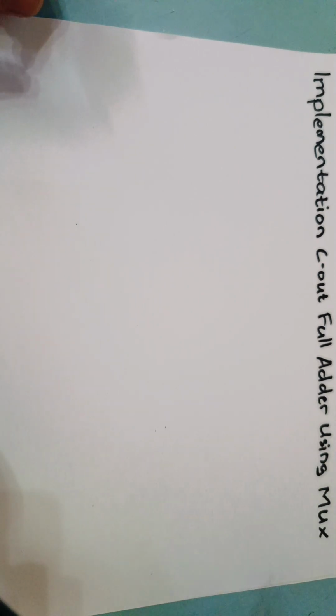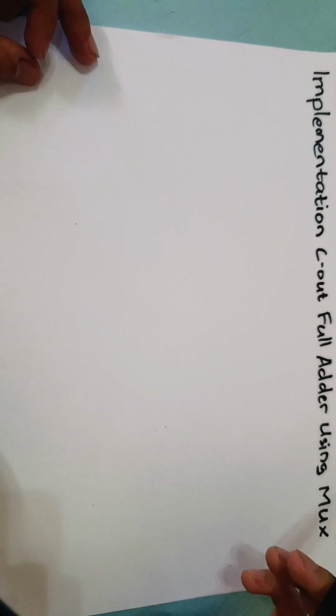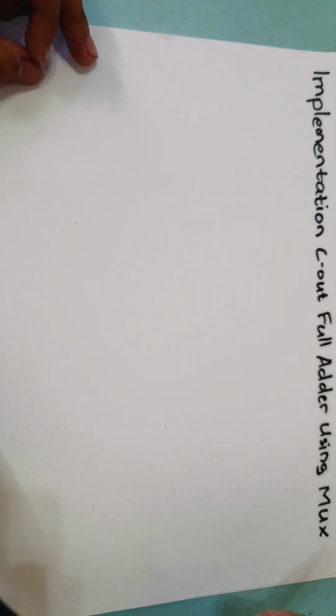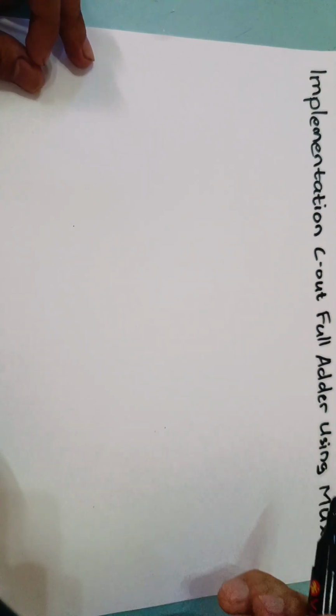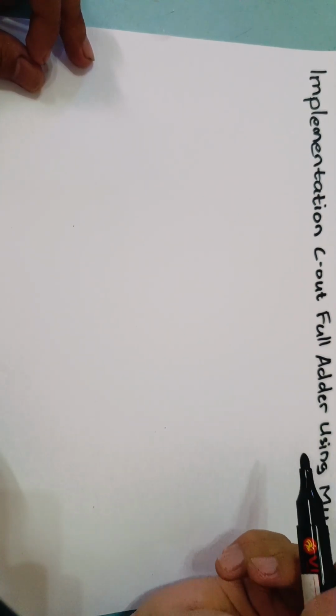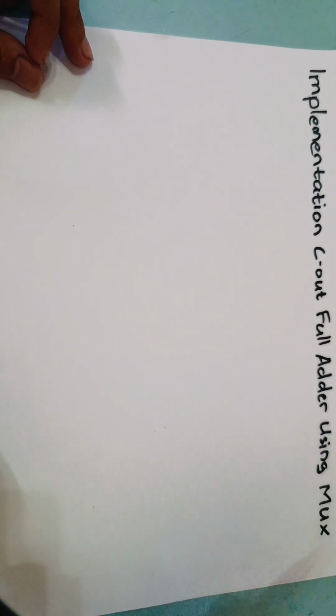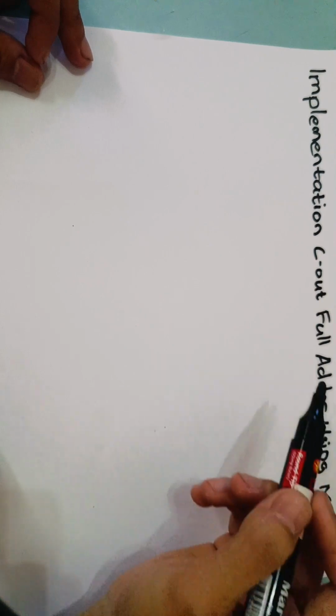In this video, I would like to show you how to implement one of the outputs of full adder, which is Cout, into three pieces of 2 to 1 multiplexers. First, let's make the truth table of full adder, but in this table, we only need to write the Cout as the output.